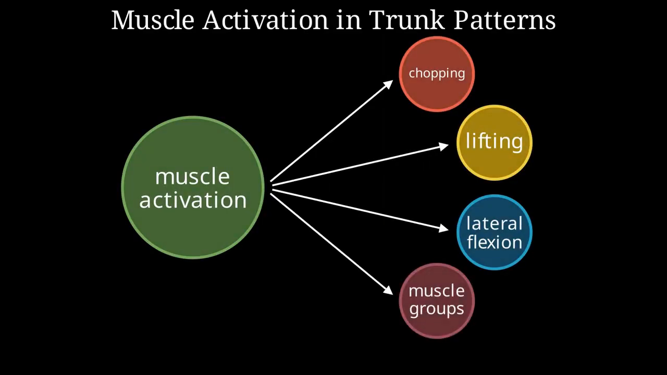For example, chopping to the left involves the left external oblique, rectus abdominis, and right internal oblique. Lifting to the right activates all neck and back extensors, left multifidi, and rotators. Lateral flexion to the right can have either an extension or flexion bias, engaging different sets of muscles.